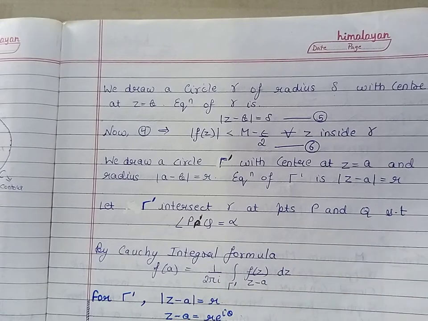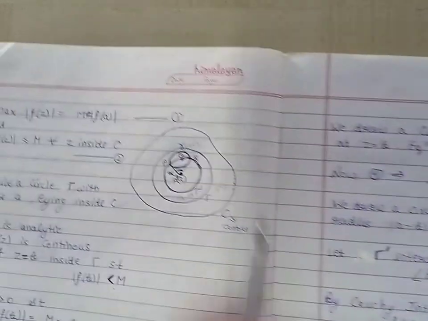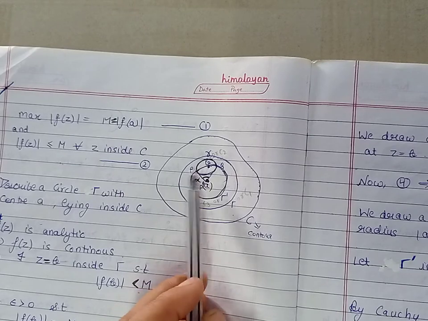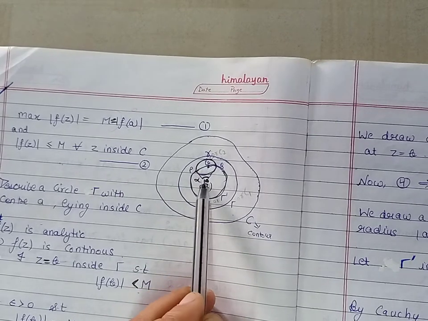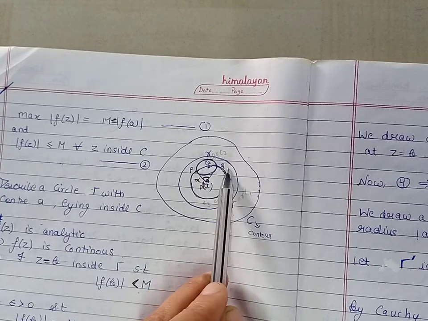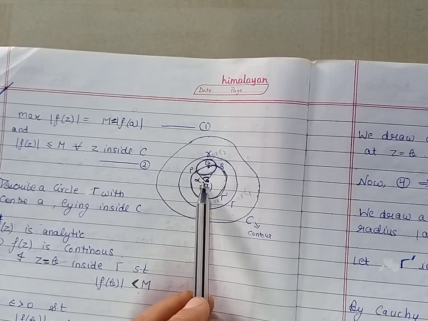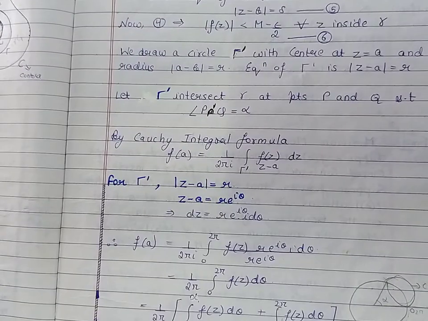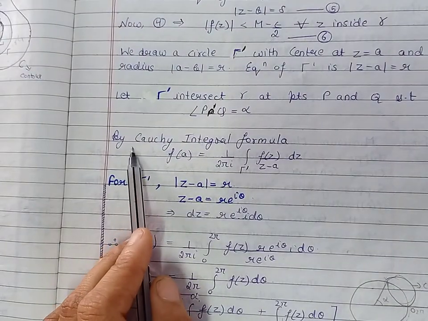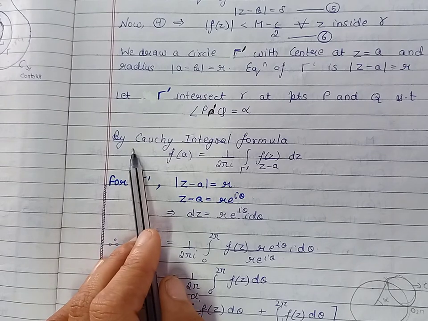Now let us take that this circle intersects this circle at the points P and Q, and the angle P'Q that we have taken as alpha. Because the function f is an analytic function, we can use the Cauchy integral formula to find the value of the function at z = a.